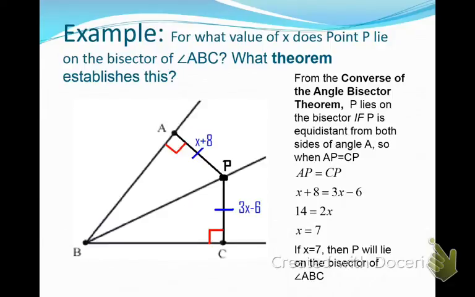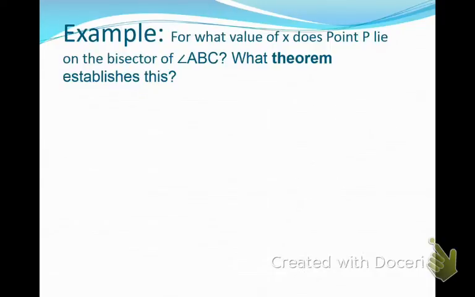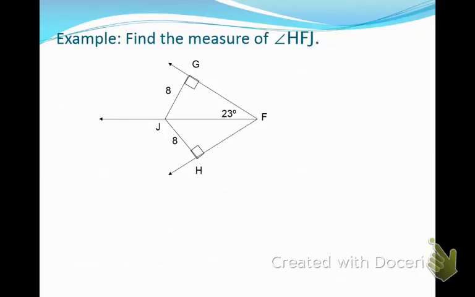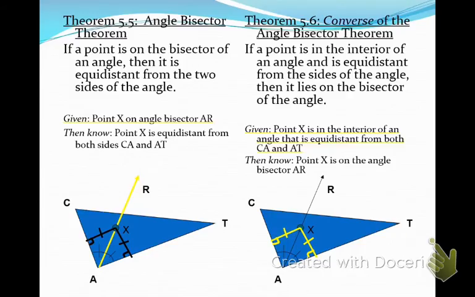All right, this says it's the converse of the angle bisector theorem. Let's go back and look. Maybe we get those mixed up. So the angle bisector theorem says if the point is on the bisector of the angle, then it is equidistant to the two sides. And then the converse is if it is equidistant, then it lies on the angle bisector. So let's look at our question again.